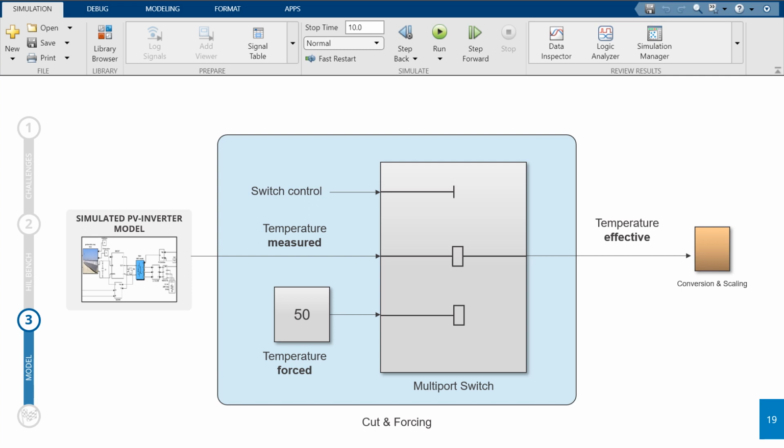Practically speaking, in a Simulink-based implementation, we could use the multiport switch block, which has a switch control input and any number of additional inputs to be selected. In this example, we can see two inputs, the measured temperature and the forced temperature. At this point, and no matter whether the selected signal is the one generated by the PV model or the one manually chosen by the user, the effective signal can be transferred to the following subsystem, conversion and scaling.